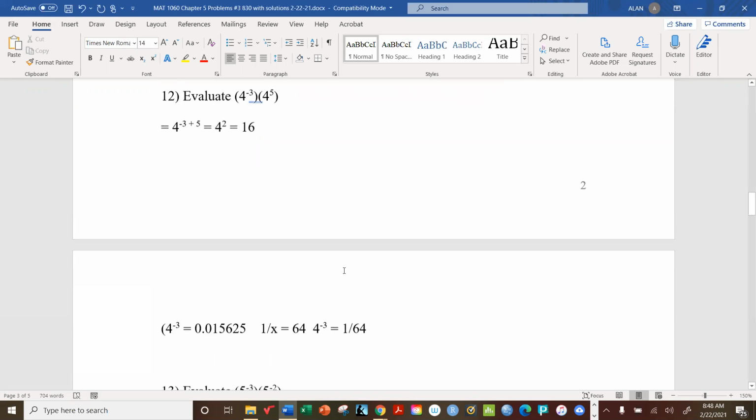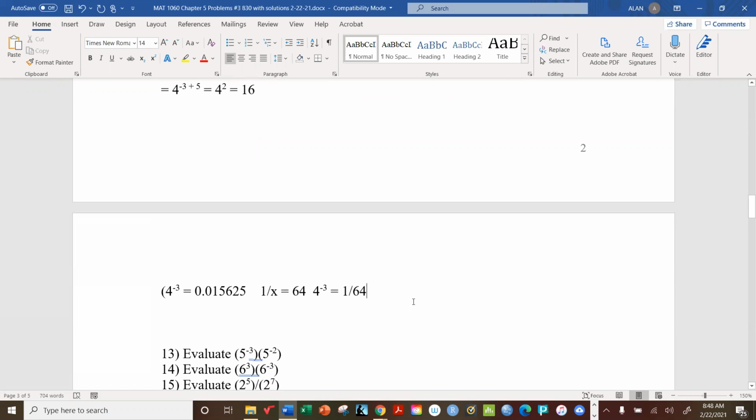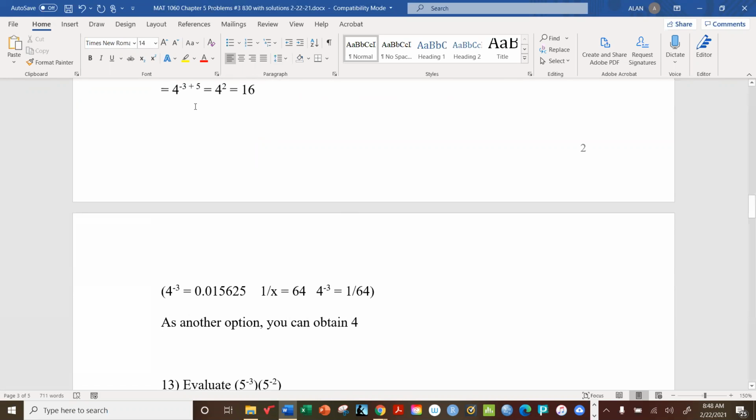Now, by the way, here's another possibility too. If you're not sure about this, all you would have to do is, let's throw this in here, and this is all about just making things a little simpler. You can obtain 4 to the minus third by calculating 1 over 4 to the positive third, because that's what it actually means. And then you'll get 1 over 64. That's another possibility.